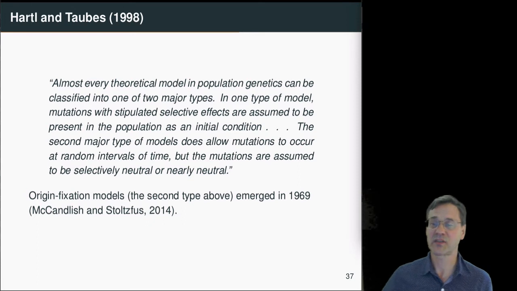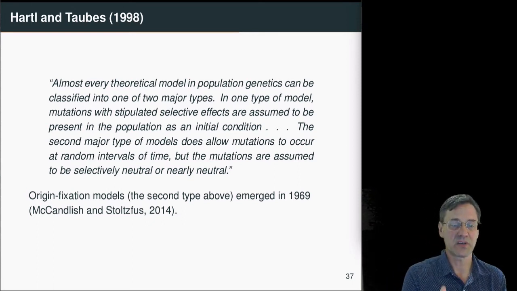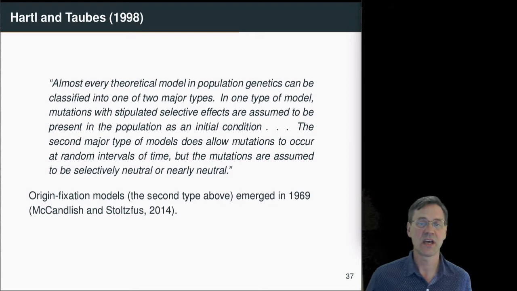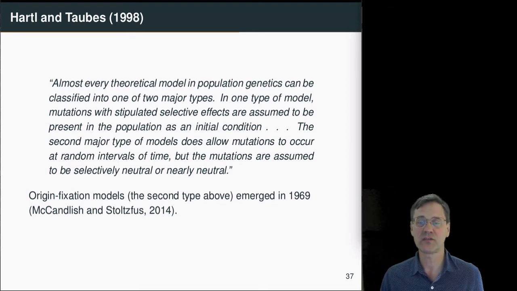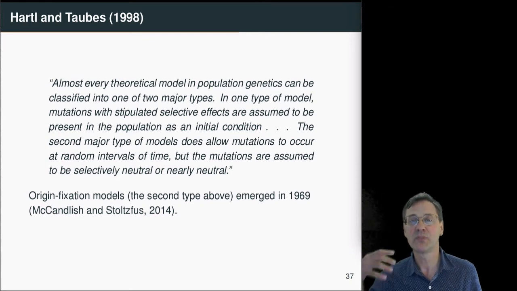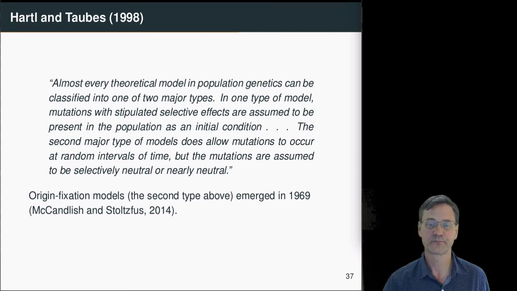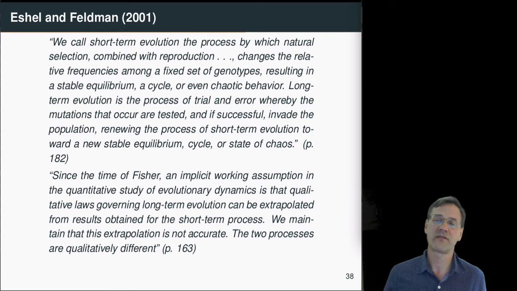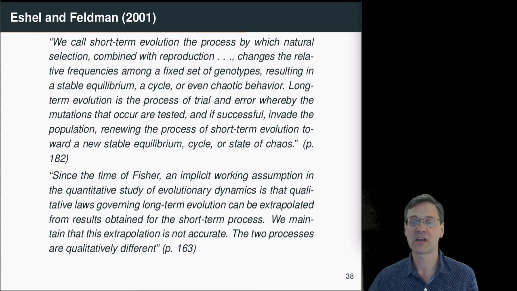Hartl and Taubes say that there's two kinds of models. There's the classic kind of model where the alleles are stipulated to be present in the initial population. And then there's the kind of new molecular evolution models which emerged in 1969 where new mutations happen, but they're neutral or nearly neutral. And here Eshel and Feldman are drawing a distinction between short-term evolution that assumes a fixed set of genotypes and shifting gene frequencies, and then long-term evolution where new mutations are tried out.